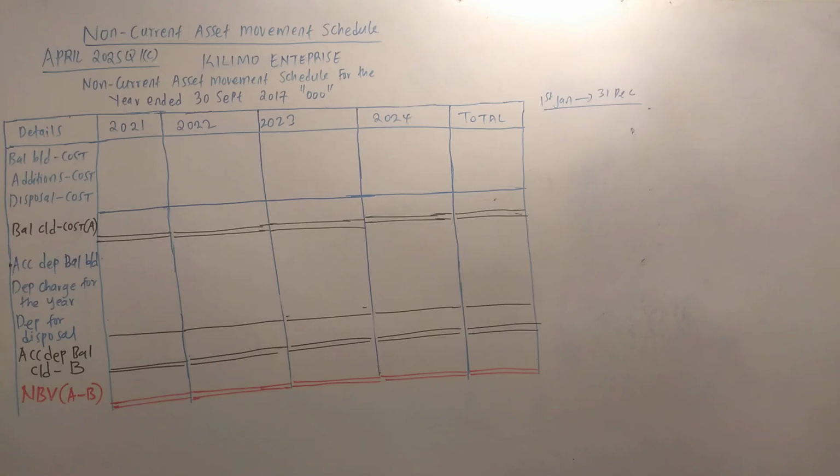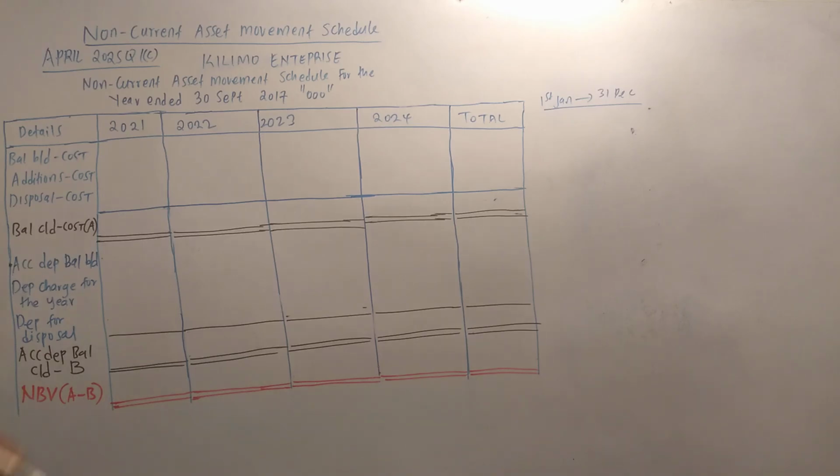Now let's go to the information above. Kilimo Enterprises commenced its operation on 1st January 2021. The firm acquired several assets of plant for its use. The plant movement extract for the year ended. Now this one is for the year ended, meaning let's go to 2021.